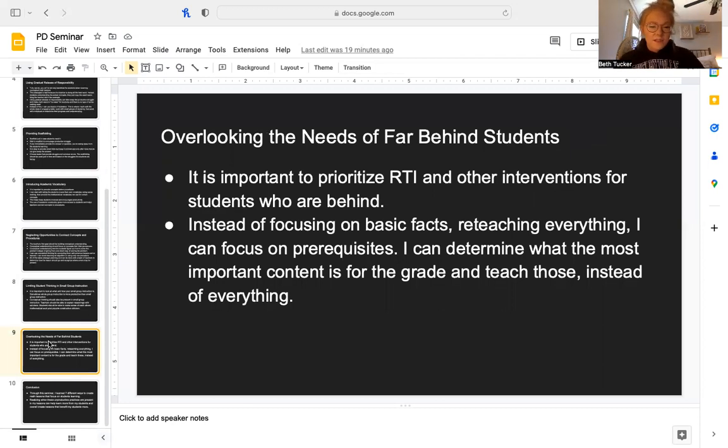This was her 7th reason that she said that she was just working on, and it's overlooking the needs of far behind students. So it's important to prioritize the RTI time and other interventions for the students who are behind. Instead of focusing on memorizing basic facts or reteaching everything that they don't know, you can focus on prerequisites. So you can determine what the most important content is for the grade and teach those instead of trying to teach everything. That way they can use these 3 or 4 different concepts with everything that they learn within that year.